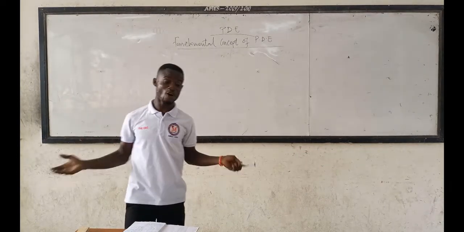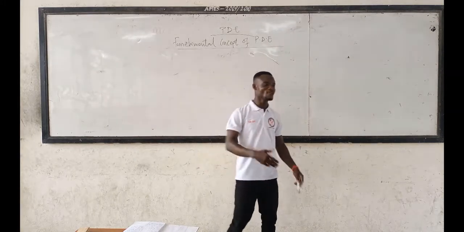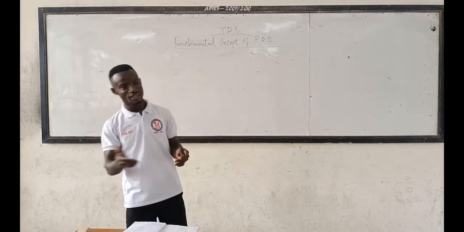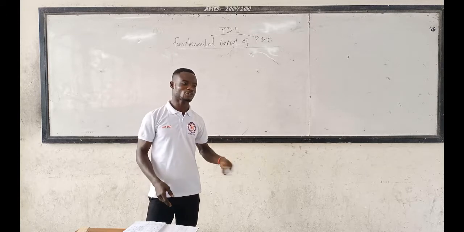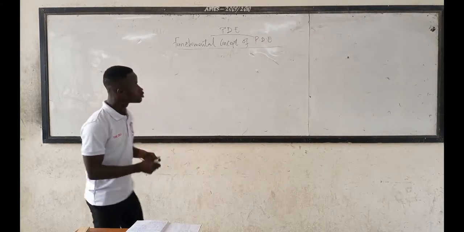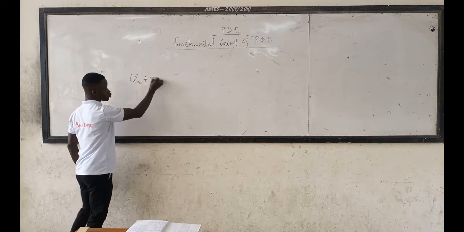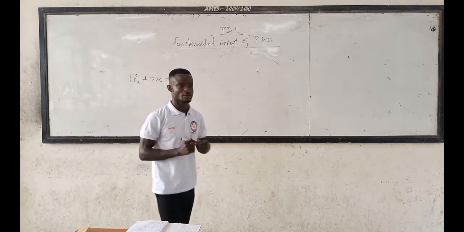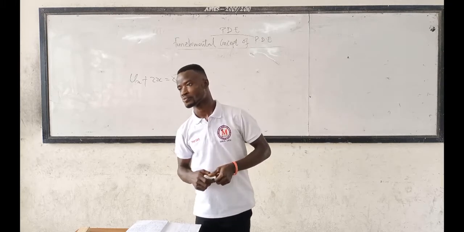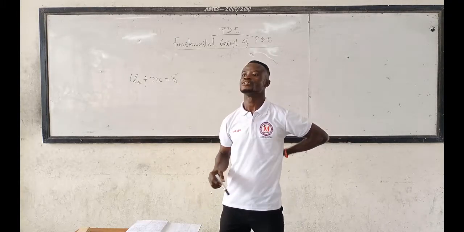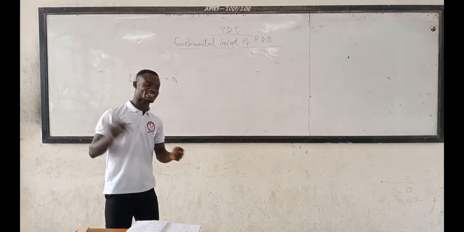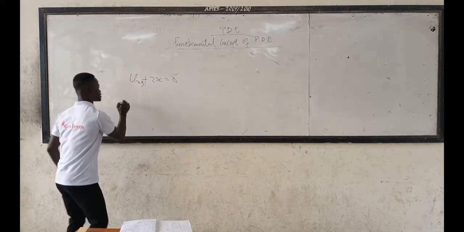Like in ODEs, when we say order, it means the one with the highest derivative. In the same way here, if we are talking about order, we are talking about the highest partial derivative. What will be the order of this? First order. Why? Because the derivative is just a first derivative. What about this one? Second order. Please have this clear.